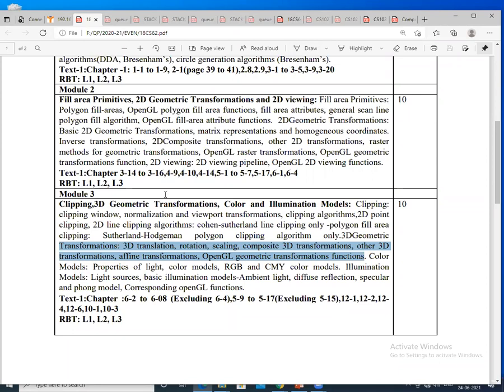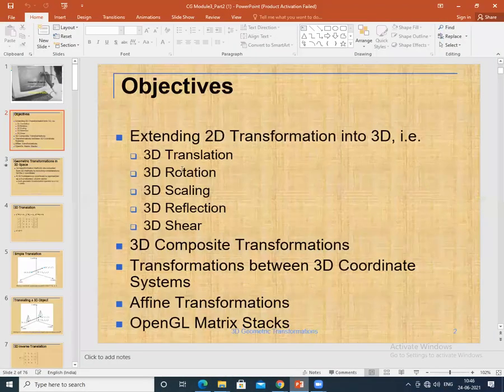With the knowledge that we have gained of two-dimensional geometric transformations, we are now stepping into three-dimensional translation, rotation, and scaling. All of you know what translation, rotation, and scaling are. With respect to the three-dimensional homogeneous coordinate system, we have seen what translation, rotation, and scaling are.